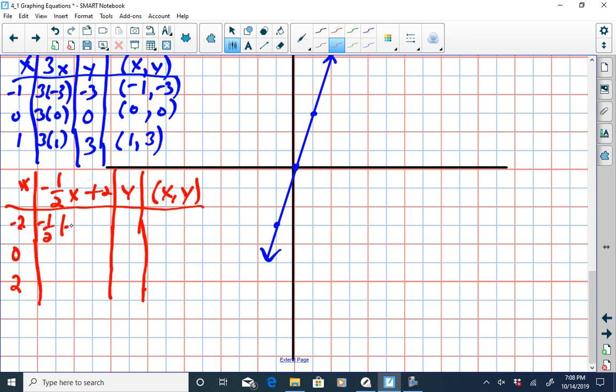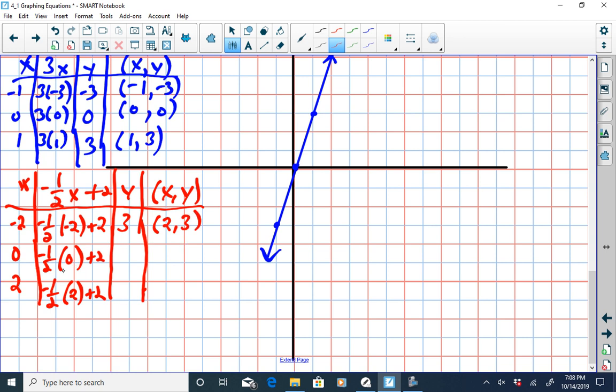-1/2 times -2 plus 2, and then we have -1/2 times 0 plus 2. Then we have -1/2 times 2 plus 2. We evaluate. -1/2 times -2, that's +1, plus 2 is 3. So when the input is -2, the output is +3. So my ordered pair solution is (-2, 3).